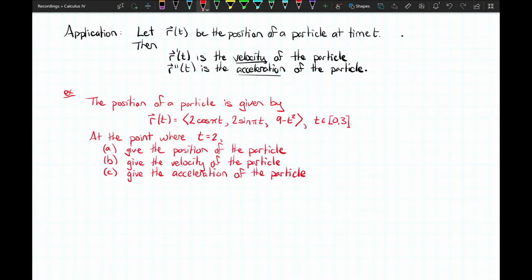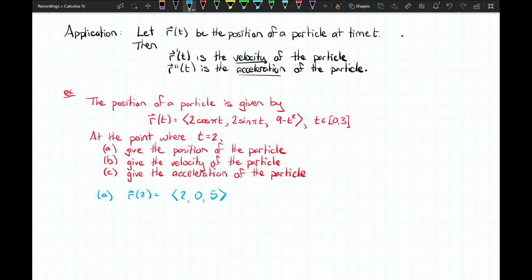The position of a particle is given by r of t with the components 2 cosine pi t, 2 sine pi t, and 9 minus t squared for any value of t from 0 to 3. And let's make a point where t equals 2 and find the position, velocity, and acceleration of the particle. Plugging 2 into the position function gives us the position (2, 0, 5). That's the current position at t equals 2.